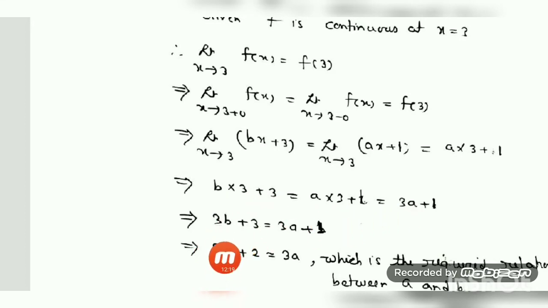So what is the relation we have got? 3b, this one I bring to the left side: 3b plus 3 minus 1, that is 3b plus 2, is equal to 3a. So this is the required relation between a and b. Here you have to find the relation between a and b, and we have got it.